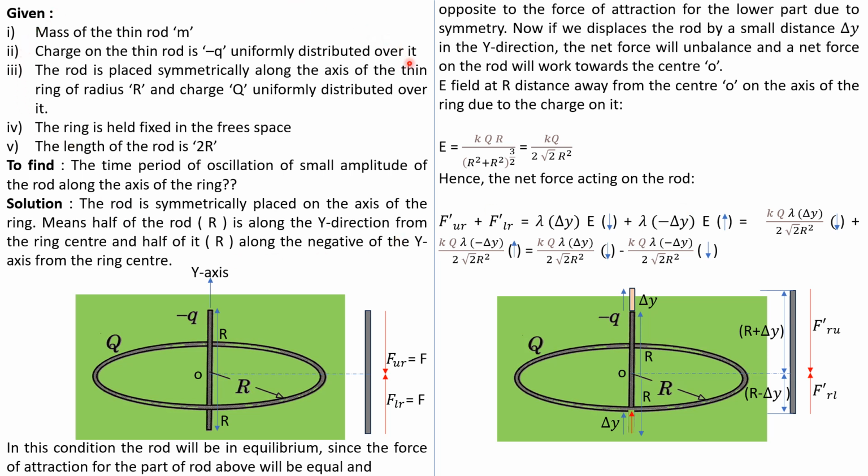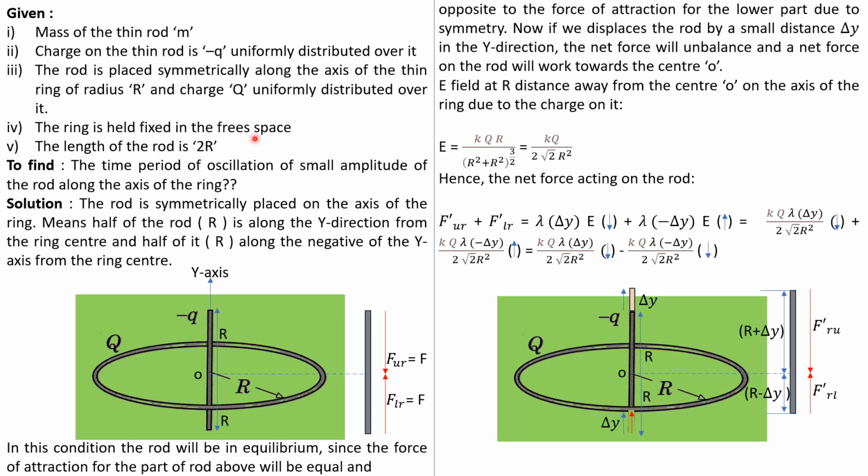I have collected all the data here. Mass of the thin rod is m. Charge on the thin rod is -q, uniformly distributed over it. The rod is placed symmetrically along the axis of the thin ring of radius R. What does it mean? Symmetrically means half of the rod is above the ring plane and half of the length of the rod is below the ring plane. We have taken the y axis in this direction.